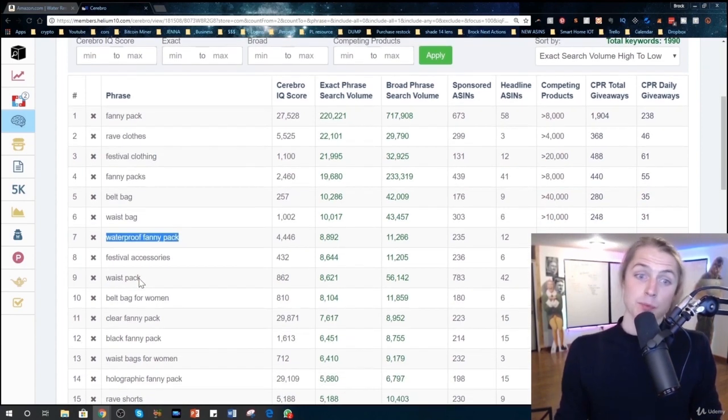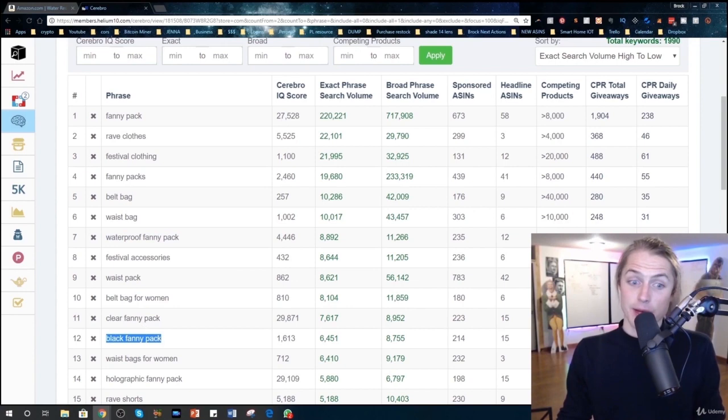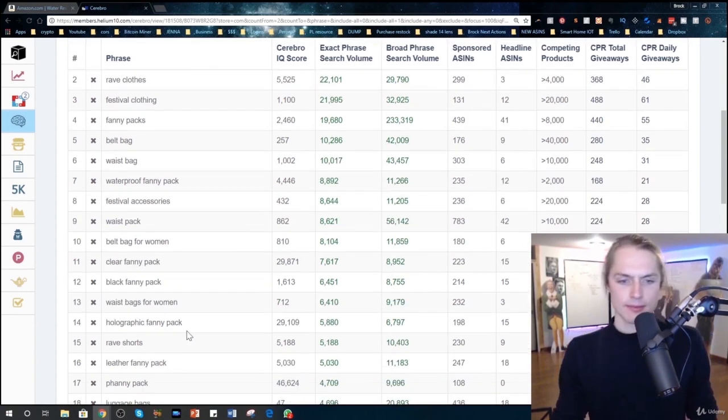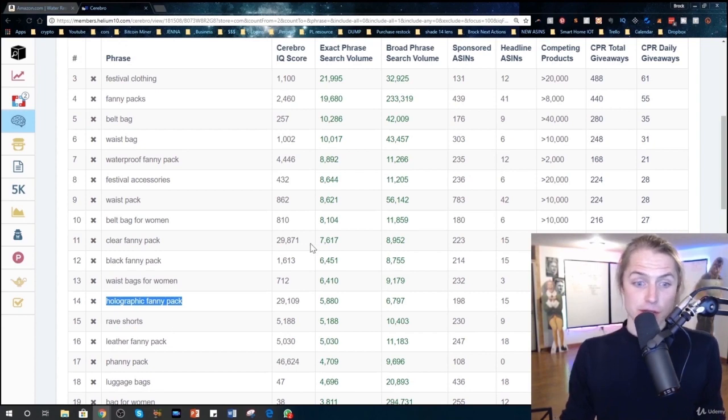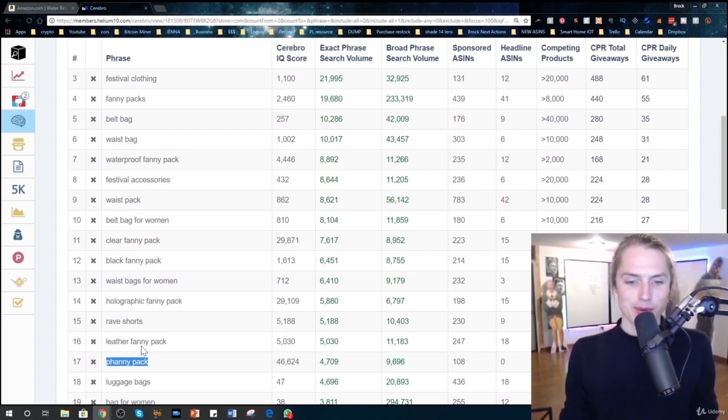Waterproof fanny pack. Ooh, that's important, because if you have a cell phone, or if you're going canoeing or something, or traveling, you want it to be waterproof so your phone doesn't get ruined. Festival accessories, clear fanny pack. Holographic fanny pack, just looks pretty. Or fanny pack spelled like that.